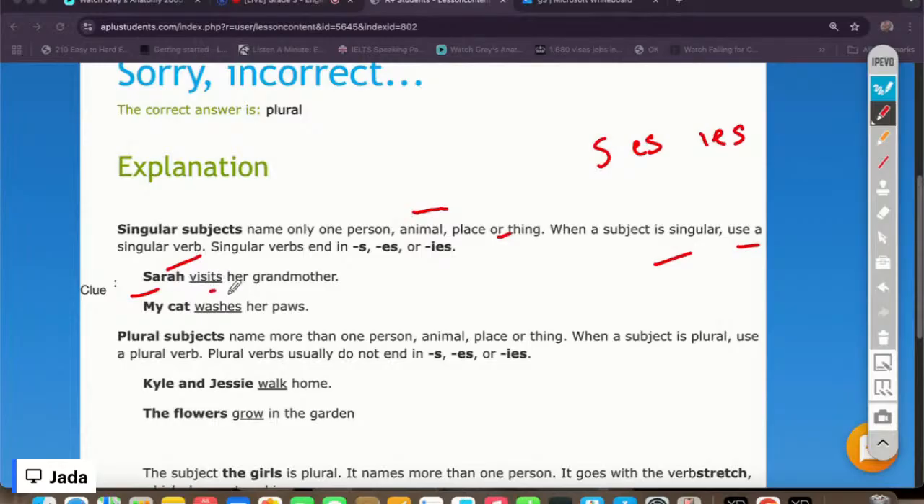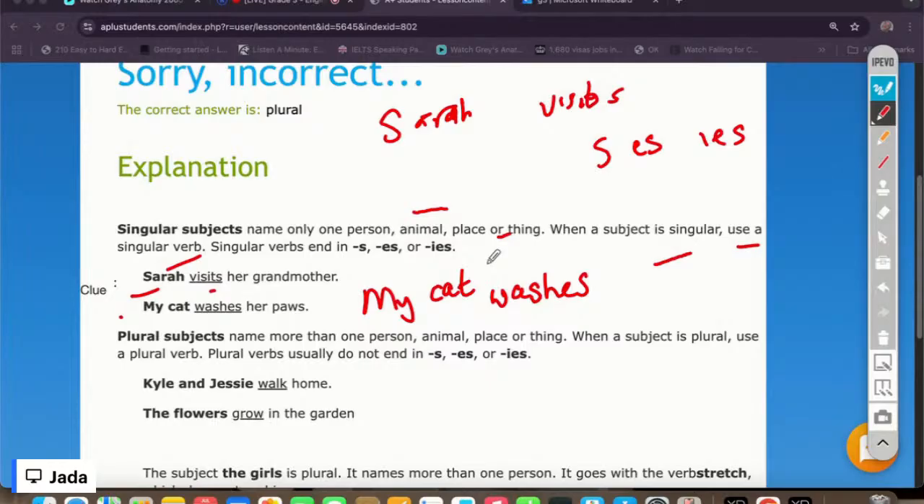Now we have "Sarah visits her grandmother." As you can see here, Sarah is singular, right? So visits is the verb and it ends with s. This is what we're talking about: the singular subject needs to have a singular verb, and singular verbs end with s. Now we have "My cat washes her paws," so washes ends with es, and my cat is singular.